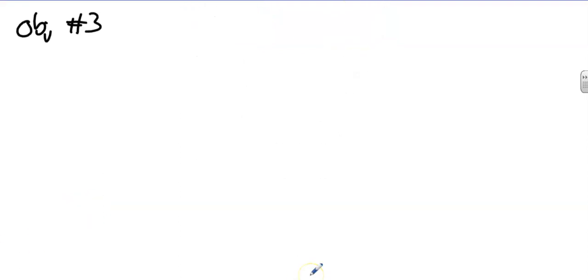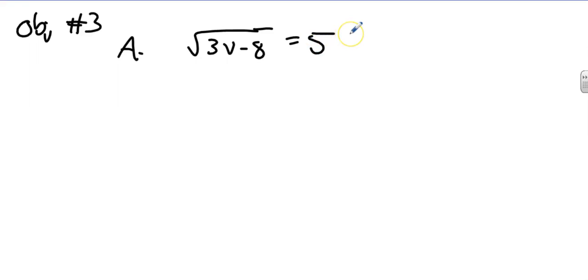Okay. And a lot of these, the objectives are all really similar. So we're not going to do a bunch of different ones because they're just the same thing kind of repeated. We may do a couple of these where we'll do 2. So for this one, let's do square root of 3v minus 8 equals 5.